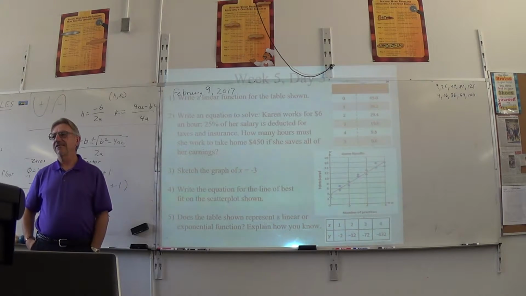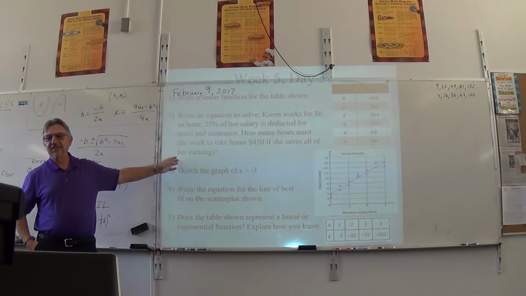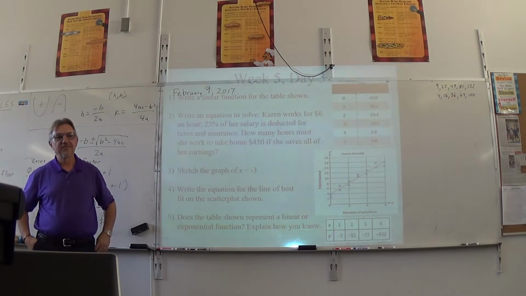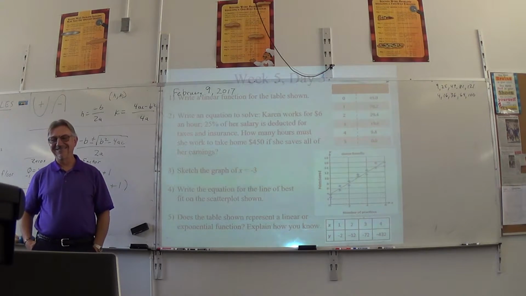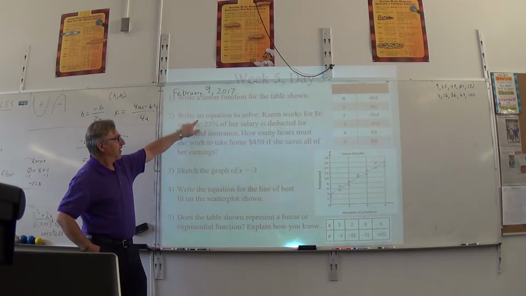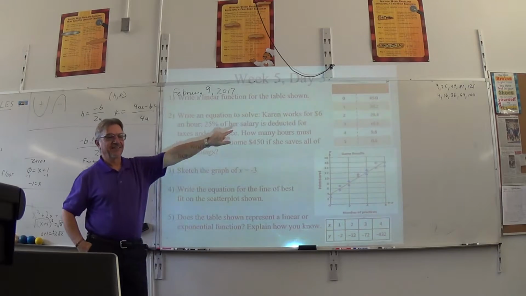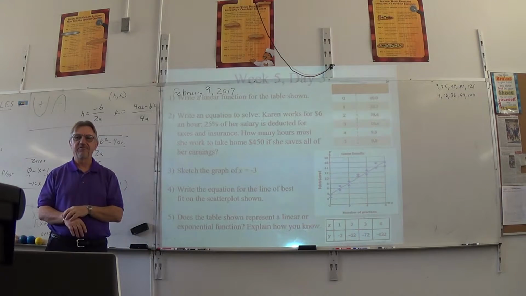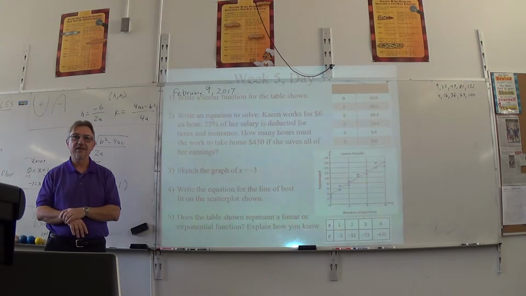What are the other answers? Okay, so, number two. Jacob? You got the equation for it? Because it says, write an equation. Okay, you have to write an equation to come up with an answer. So, Zoe? 450 equals 6x minus 25%.